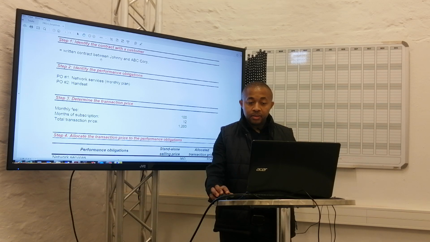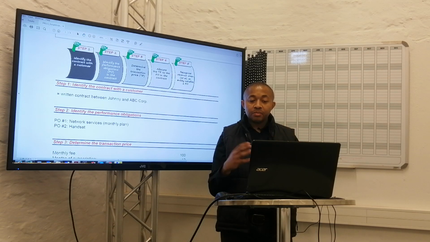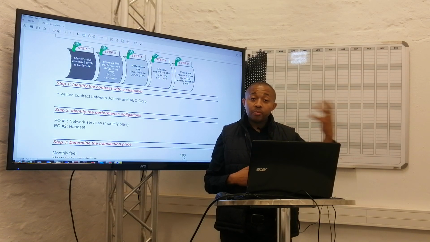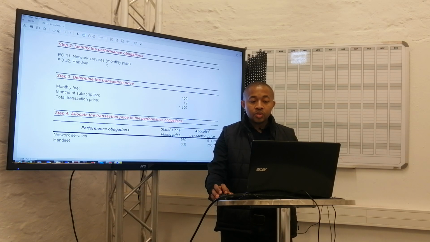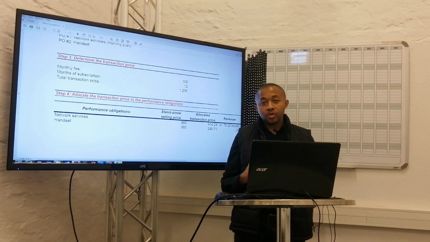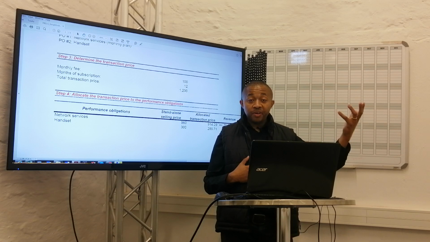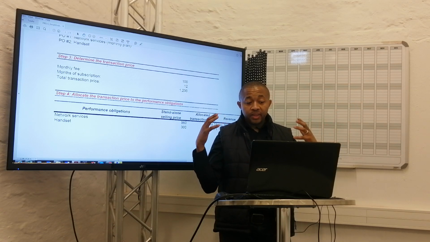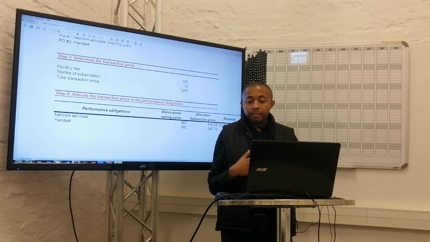Then the fourth step is we have to allocate the transaction price to the performance obligations in the contract. So we identified how many performance obligations? We identified 2 performance obligations, which were the network service and the handset. But then how do we allocate this transaction price?